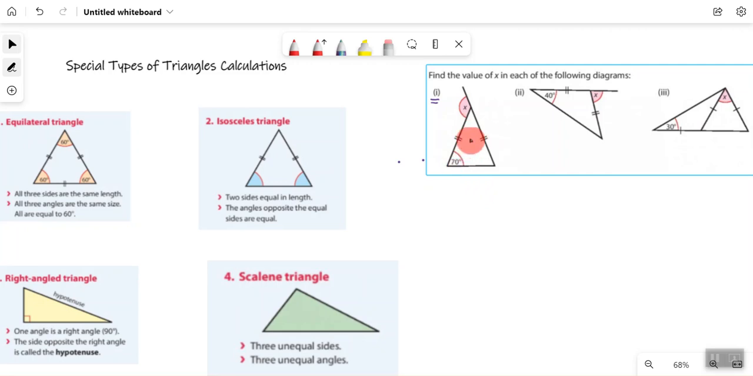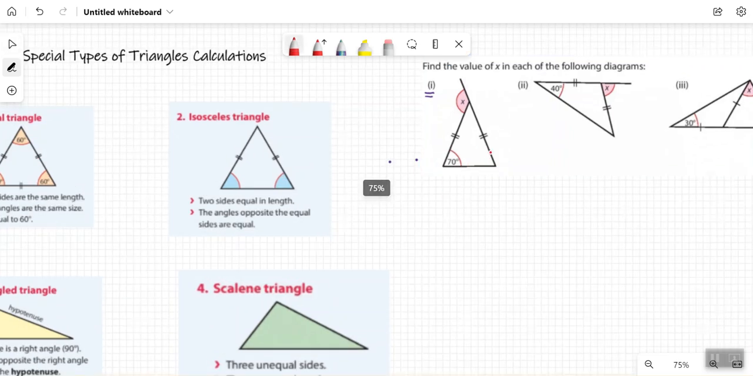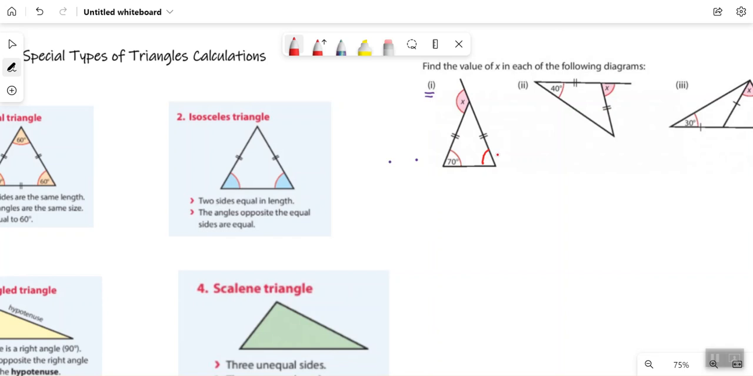If we look at this one here, we can see that it's an isosceles triangle. This side and this side are equal to each other, and therefore the angles at the bottom, or the angles opposite the equal sides, have to be equal. So we can say that this angle and this angle are 70 degrees. We can call this angle up here y. We want to work out what y is, and if we know what y is, we can work out what x is, because x and y have to add up to 180 degrees.